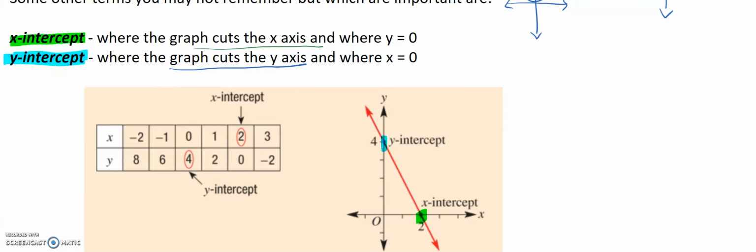So if you have a look at these 2 points, if you look at the coordinates of the x-intercept, it's (2, 0). If you look at the coordinates of the y-intercept, it's (0, 4). Okay, and that tells us that wherever the y-intercept is, which is on the y-axis at point 4, the x-coordinate is 0.